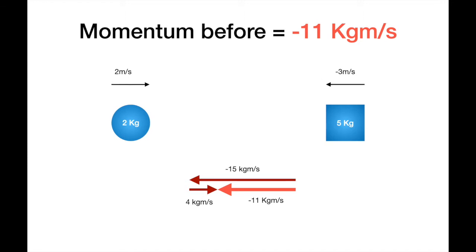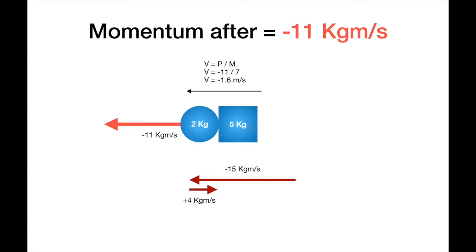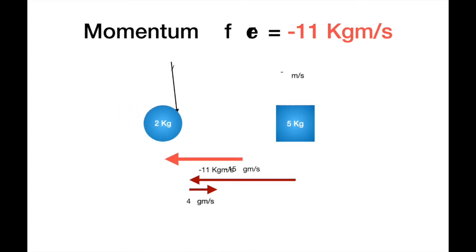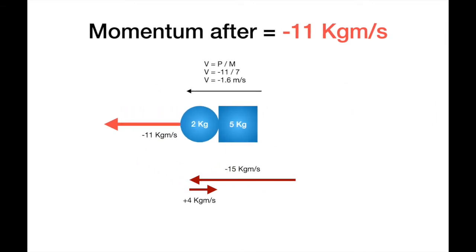If they do, we can use this information to figure out the speed that they move with after the collision, because we know that the momentum after the collision must also be minus 11 kilogram meters per second, and we also know that the mass is 2 plus 5 because they've joined together. Rearranging the equation, we find that the velocity is minus 1.6 meters per second, so it's also traveling to the left. That makes sense, because to begin with, our momentum was to the left anyway, so if they're joined into one solid object, it must be moving to the left in order for the momentum to be to the left.